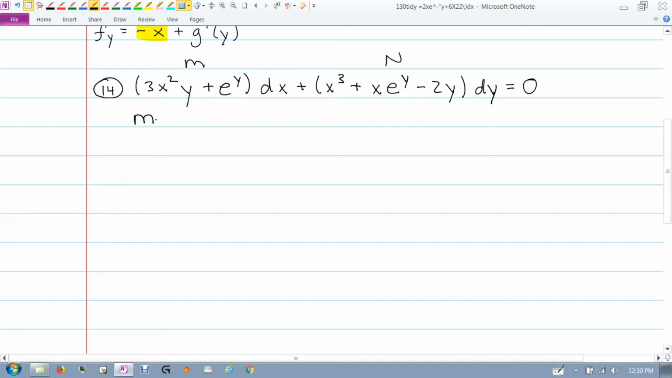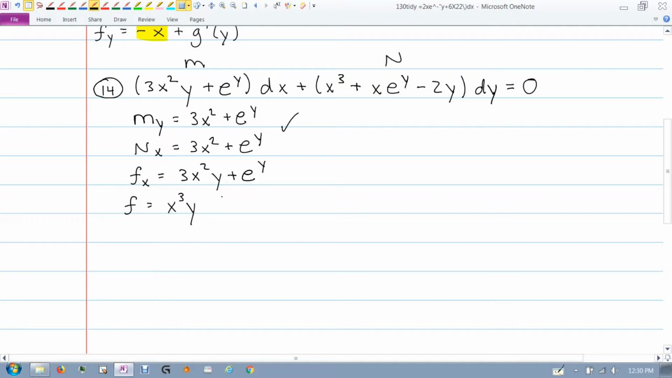All right, partial of M with respect to y is just 3x squared plus e to the y. Partial of N with respect to x is 3x squared plus e to the y again. All right, we're good. It's an exact equation. So the partial of f with respect to x must match up with M. Integrating with respect to x, we get x cubed y plus, now e to the y is a constant, so this is just going to be x e to the y plus g of y, some function of y.